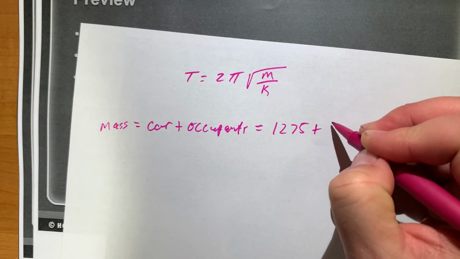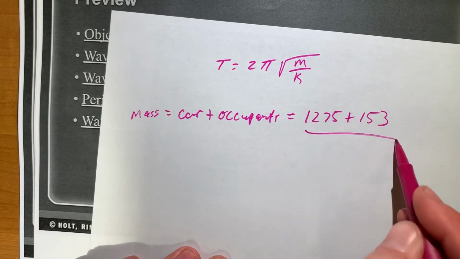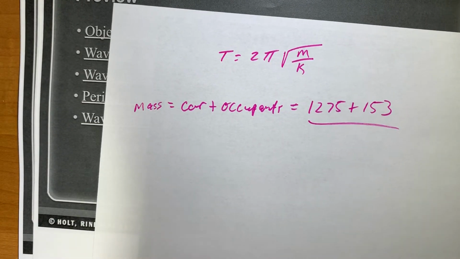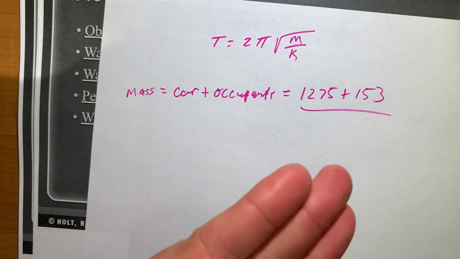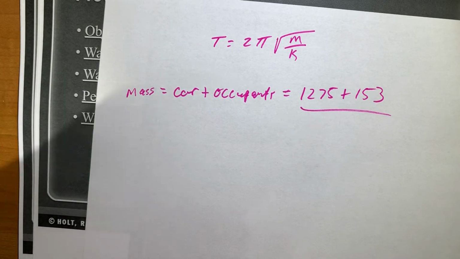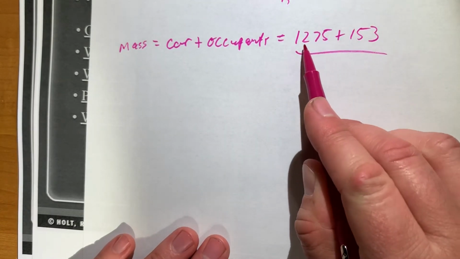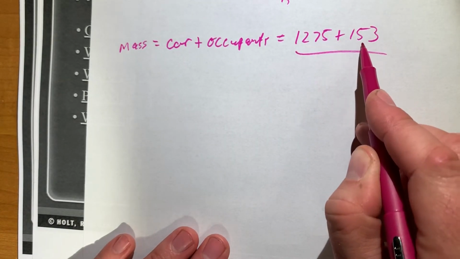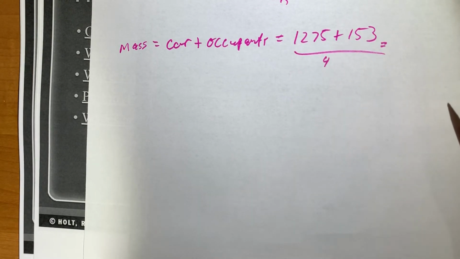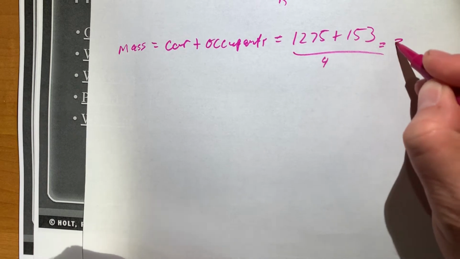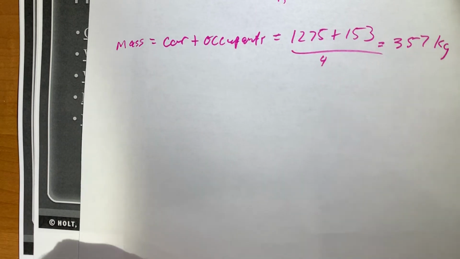1,275 plus 153. Now, one thing we have to remember is that early in the problem, it said that we are dealing with a car that has 4 springs that support this weight, and we need to figure out what a single spring's values are. So you're going to take the mass of the car plus the mass of the occupants and divide that by 4 to see how much mass is being supported by a single spring, and we get 357 kilograms.